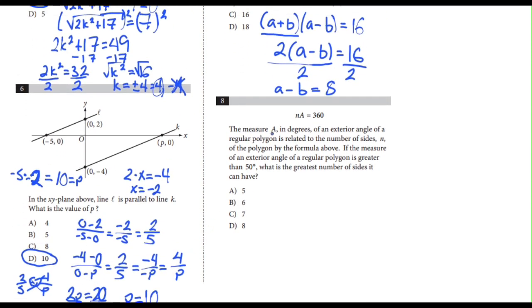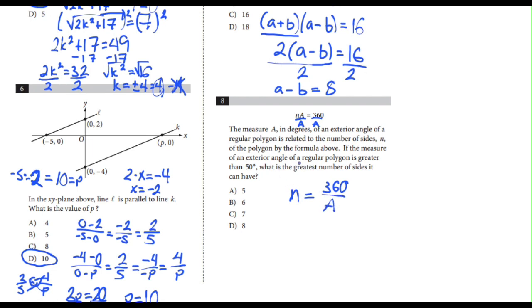Number 8. The measure a in degrees of an external angle of a regular polygon is related to the number of sides n of the polygon by the formula above. If the measure of an external angle of a regular polygon is greater than 50, what is the greatest number of sides it can have? So first, the answer is going to be the number of sides that we get. So the number of sides is going to equal, how do we get n by itself here? We're going to divide each side by a. And we're going to get n equals 360 divided by a.